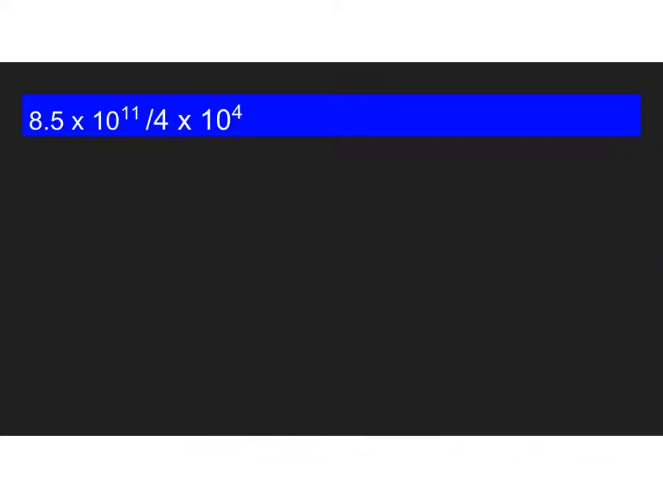All right, I want you guys to try this one on your own. We've got 8.5 times 10 to the 11th power divided by 4 times 10 to the 4th power. So pause the video, try it on your own, then I want you to come back and check to see if you did it right.